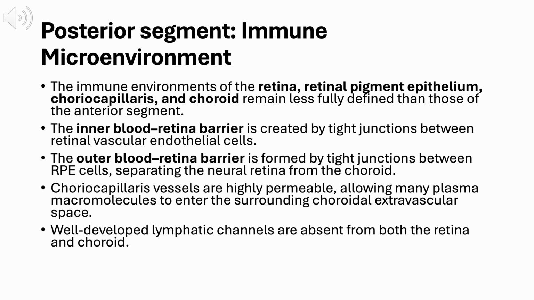Beyond that barrier, the choriocapillaris behaves very differently. Its vessels are highly permeable, allowing many plasma macromolecules to leak into the surrounding choroidal extravascular space. And as elsewhere in the eye, well-developed lymphatic channels are absent from both the retina and choroid. So we have a tightly sealed retina sitting next to a leaky, protein-rich choroid. Next, the cells that watch over this space.